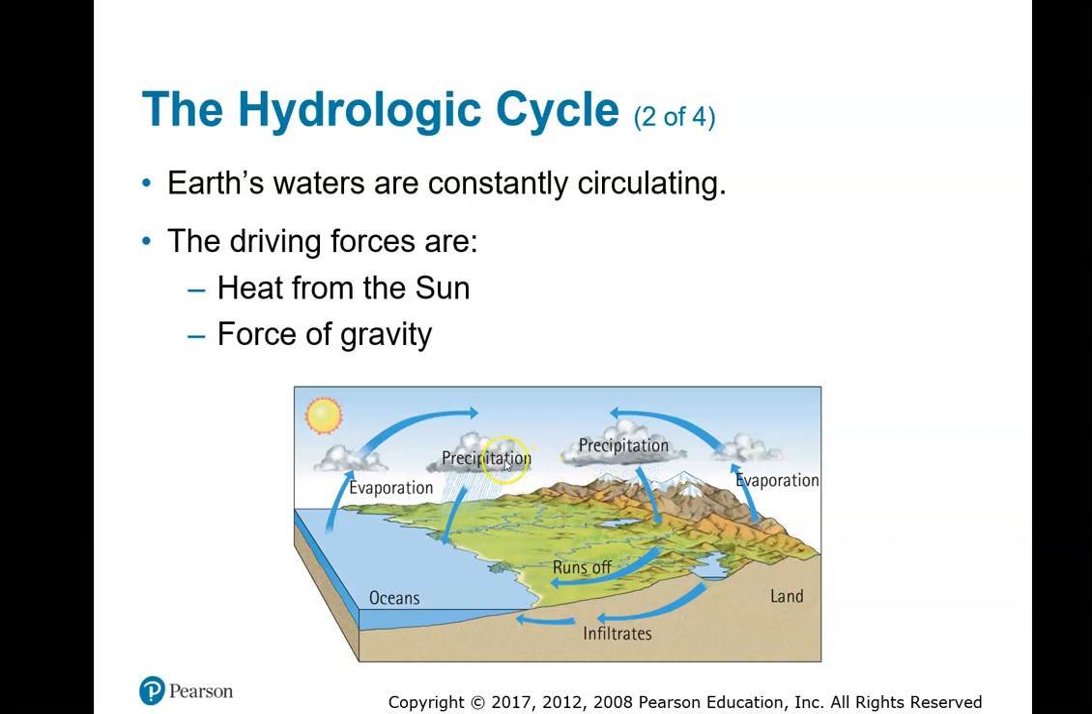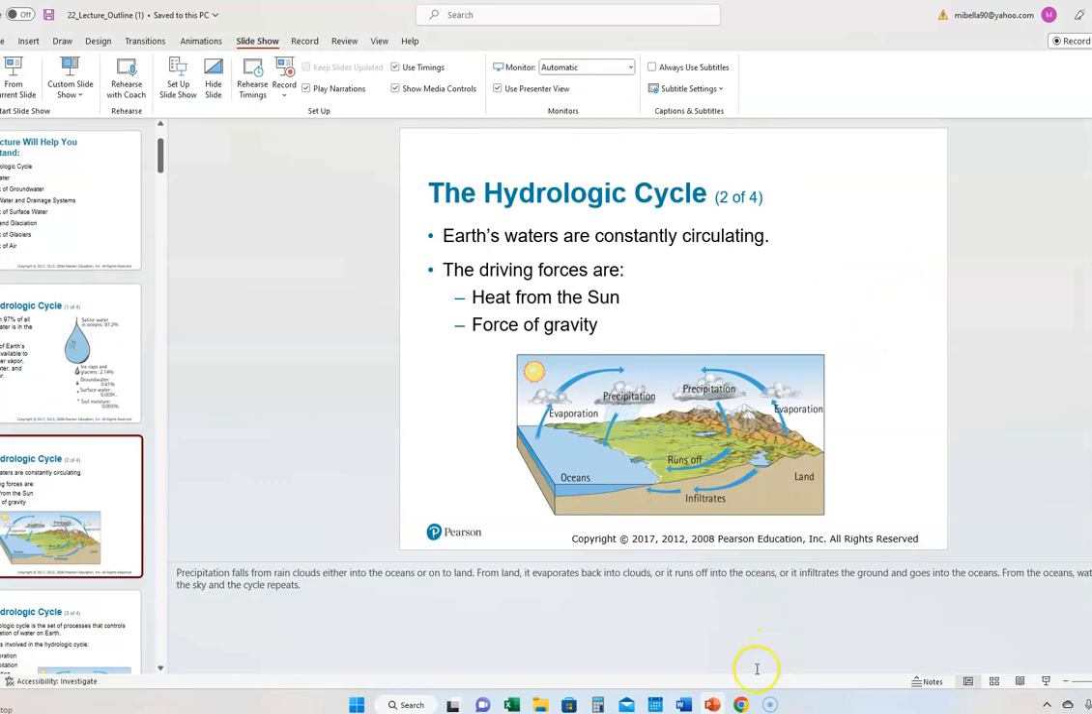And of course, the other thing is when it rains, some of that water will seep down into the soil and become groundwater as well. But eventually, over various times, the water will go back into the ocean. There's actually a good picture of this in our textbook. Let's take a quick look at that.